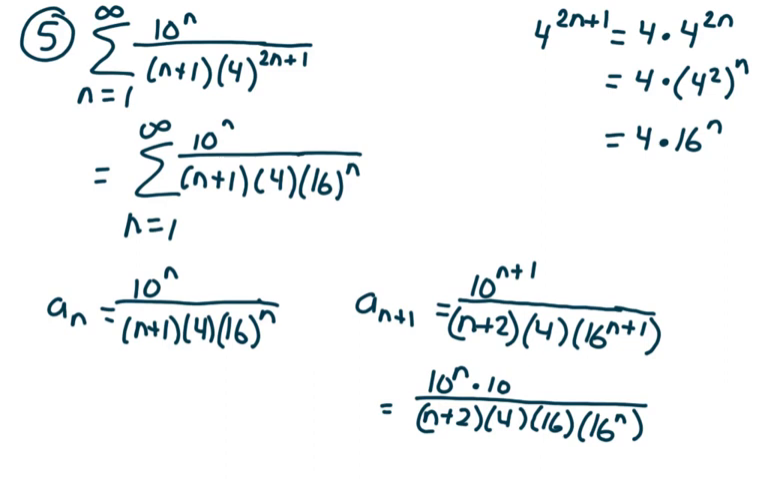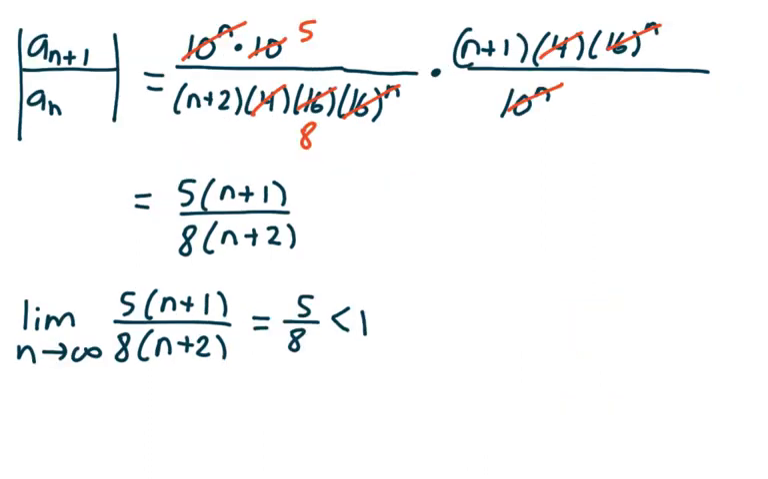Number 5. Suppose we had the summation from n equal 1 to infinity of 10 to the n over n plus 1 times 4 to the 2n plus 1. Now, I would personally recommend expressing 4 to the 2n plus 1 in a different way. And I claim that you're going to get 4 times 16 to the n. And that's what I did on the second line. And so notice how I told you what a sub n is, and I told you what a sub n plus 1 is. So I wrote that all down. Okay?